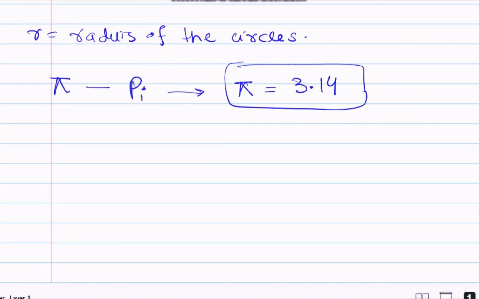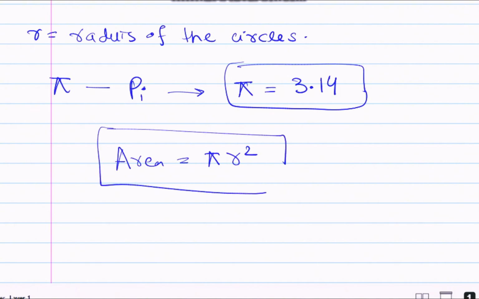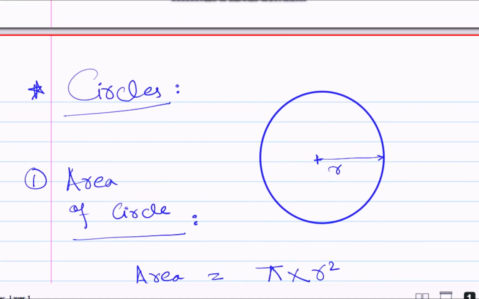Now let me write here the area is equal to pi r square. This is the area of the circle. Please, this is a very important formula. You have to remember this for solving the numerical problems for the GED exam.